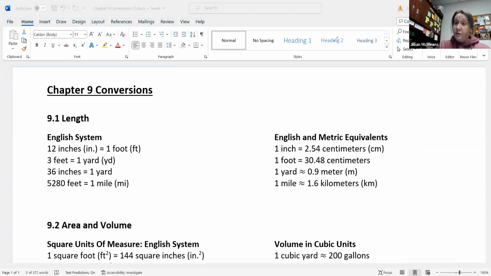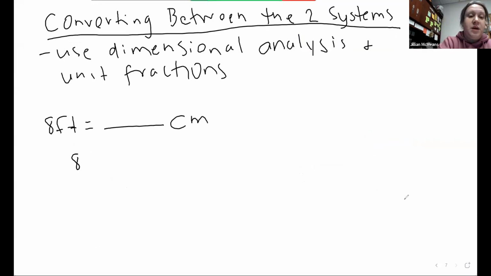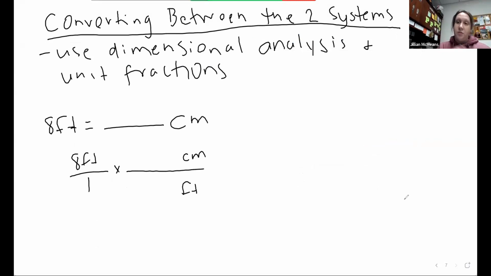All right, now remember from the first part of this video, we start with what we know. We have 8 feet. I'm going to write it as a fraction. And now I need a unit fraction that relates feet and centimeters. And from the conversion sheet, we have that 1 foot is 30.48 centimeters. Okay, notice where I put centimeters, notice where I put feet. My goal is to cancel out the units feet, which absolutely happens because I have them top to bottom. And then I want to keep centimeters in my numerator.